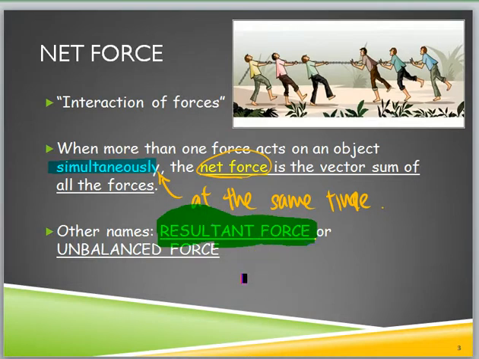So when the forces interact, they tend to cancel each other out, or they add on to each other. We call it the resultant force, and we will call it the vector sum. We will cover this more in upper sec, but just take note, we call it the vector sum. So resultant force is a thing that we're going to learn now.